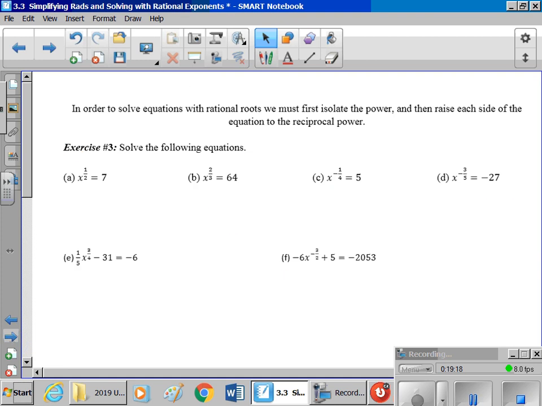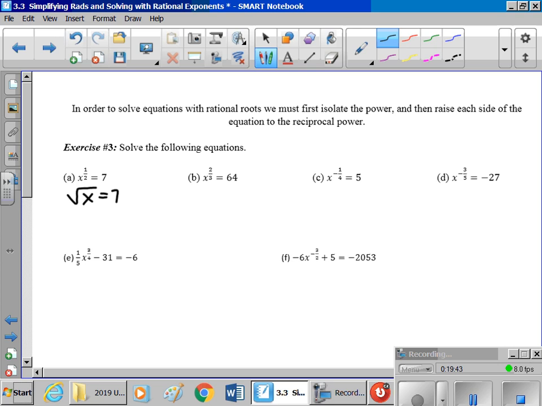And this is going to be solving rational exponential equations. So here, what they do is they leave the exponents in rational form, which is fractional form, instead of giving you something that looks like this. So square root of x is equal to 7. Well, you know how to solve that. You would just square both sides.